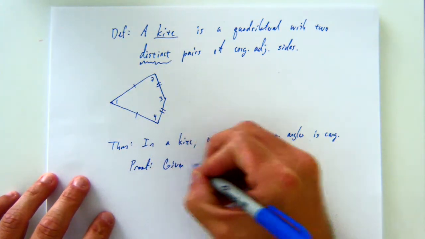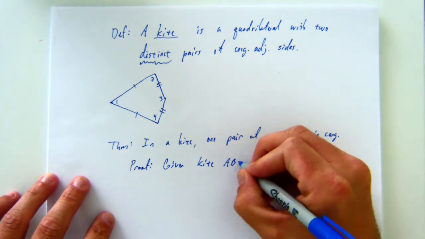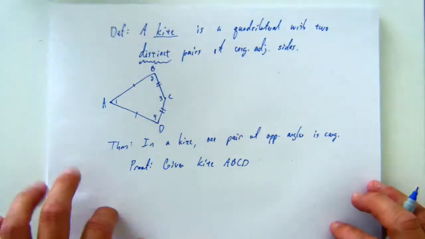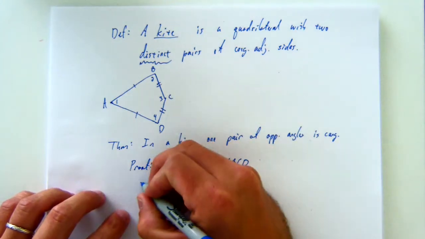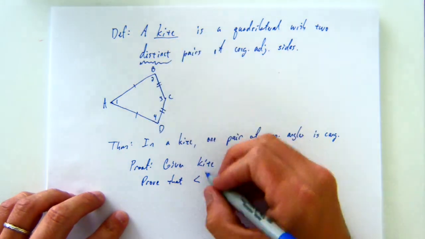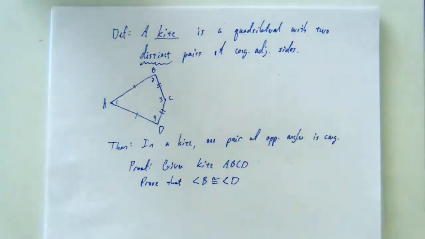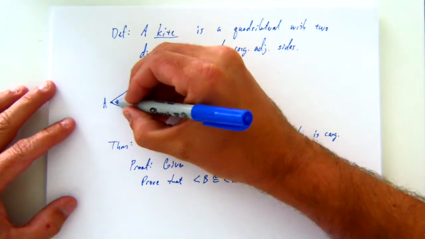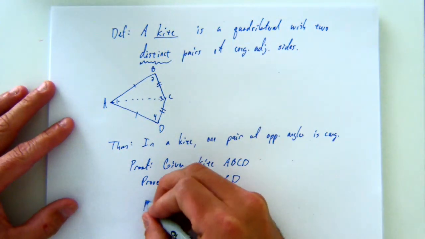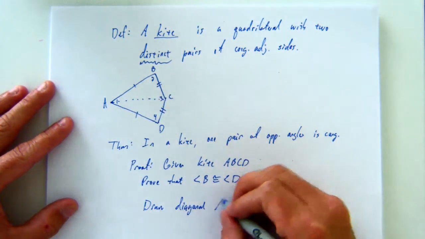So given kite, we don't have a symbol for kite, so we just write out kite. Let's call it A, B, C, D. So given the kite A, B, C, D, we want to prove that angle B, in this case, is congruent to angle D. It's real easy to do. We can draw a diagonal. Draw diagonal AC.